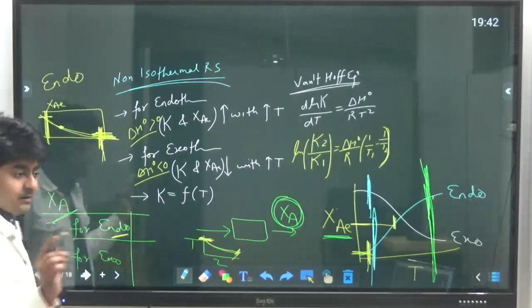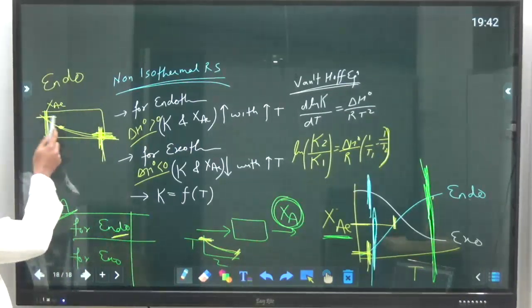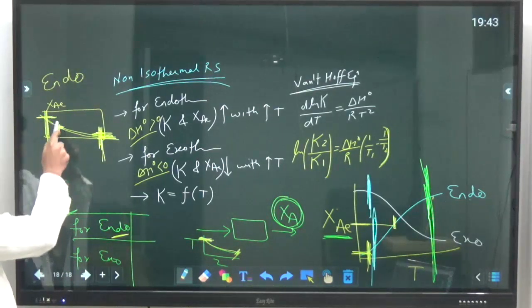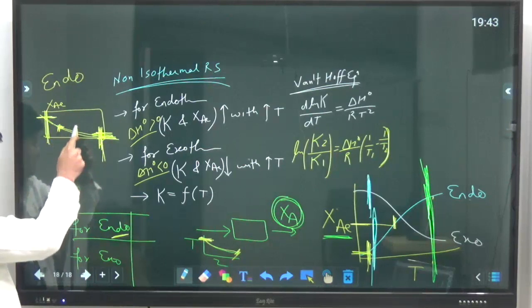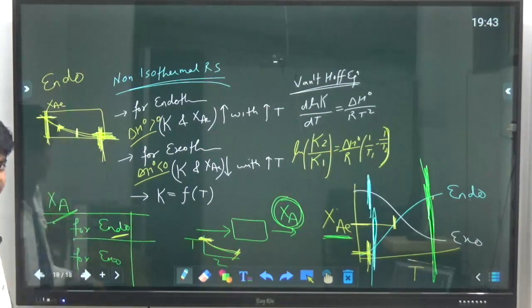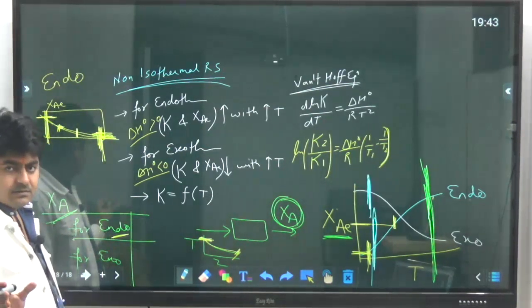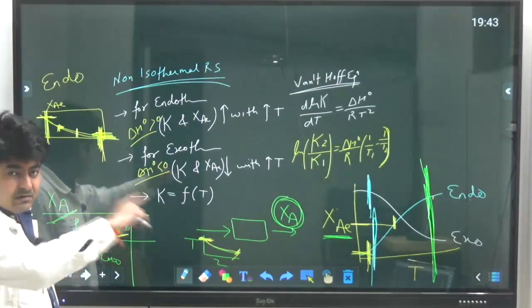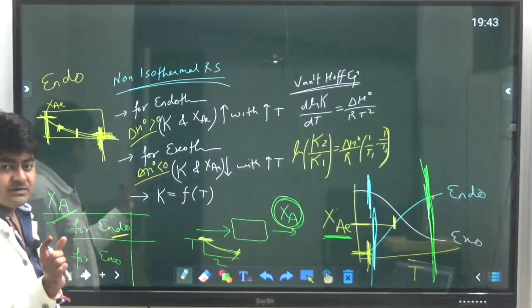Okay, मतलब क्या है? मतलब है कि यहाँ पे if at this point 100 molecules are reacting, here only 70 will react, here only 30 will react, here only 5 will react. Okay, that is the meaning. Now here don't get confused with other things. This is the equilibrium conversion.